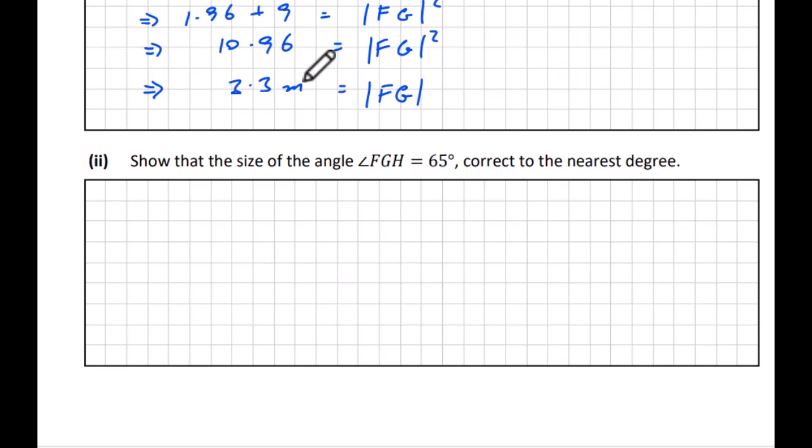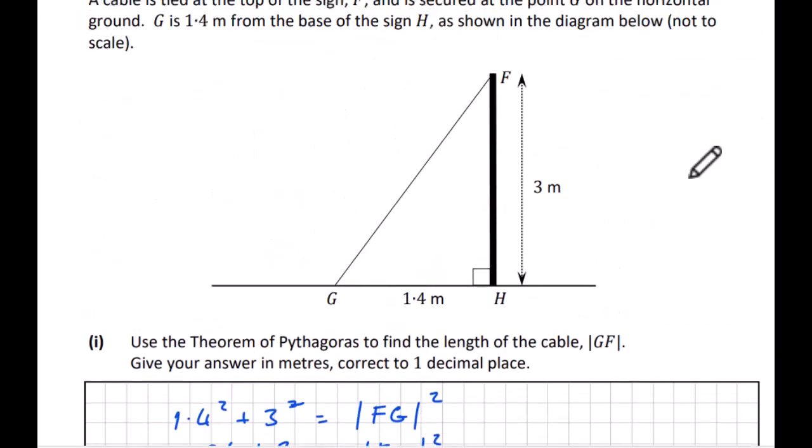Show that the size of the angle FGH is 65 degrees to the nearest degree. So FGH is this angle here. So what we're going to do is call this the angle FGH, and we're going to get the tan of that angle, which is opposite over adjacent, which is 3 over 1.4.